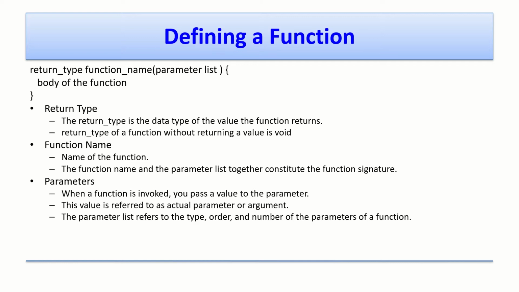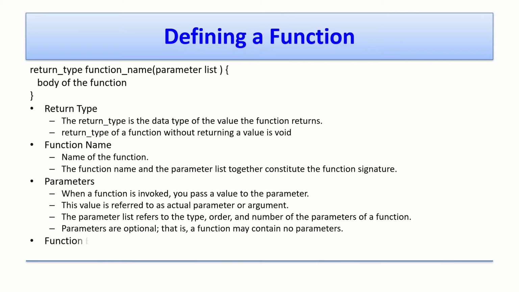So if in the parameter list it is an integer and double, we can't pass double and integer order. We have to follow the order in the function definition. I'll give examples in the programming demonstrations. All right, and the parameters are optional. Functions may contain no parameters. So in some functions there are no parameters.